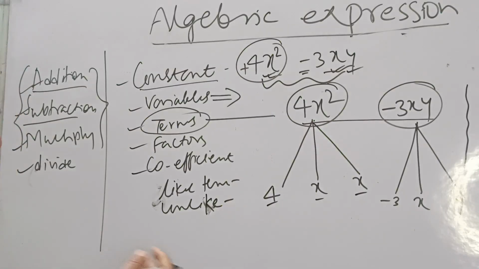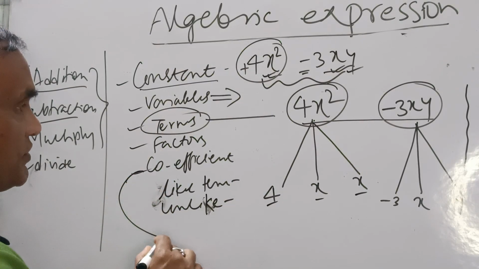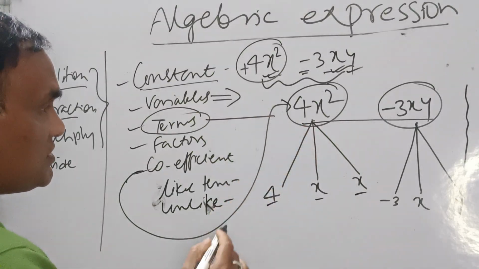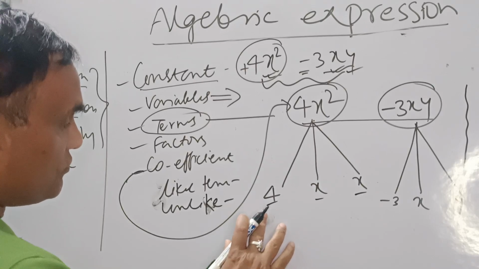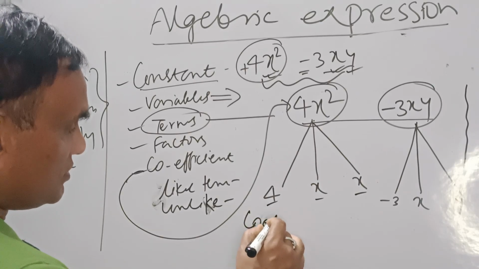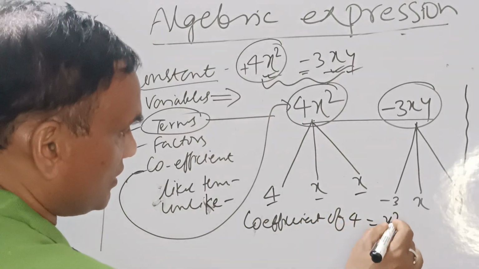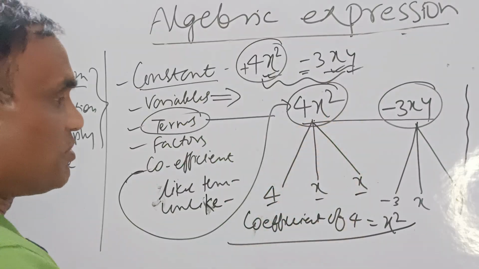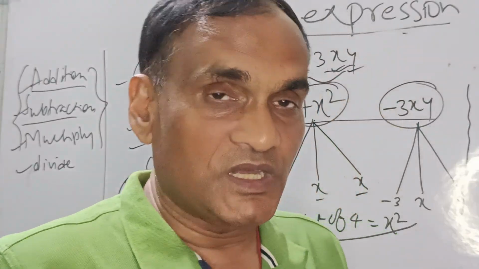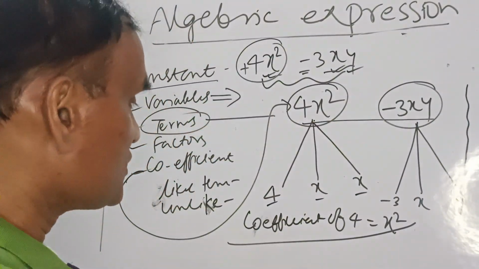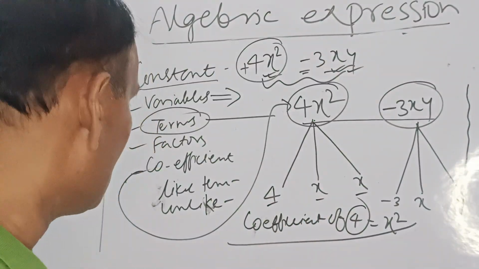Okay. Now here, again we will see coefficient. Suppose a question is asked, what is the coefficient of 4? Coefficient of 4 is x square. Because x square is the multiple of 4, or 4 is the multiple of x square. That's why 4 is the coefficient of x square, or you can say x square is the coefficient of 4. It is clear? Okay, good.